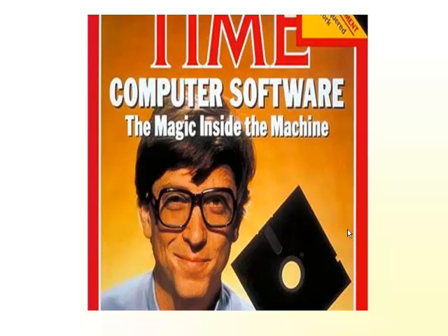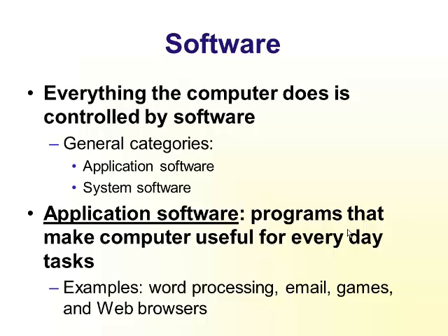The hardware in the computer is just a collection of electronic circuits. It's the software that allows it to do what it needs to do. There are two general categories of software. There is application and system.